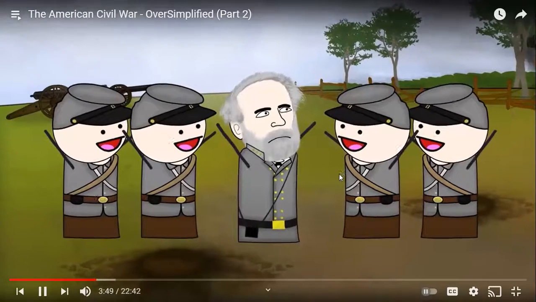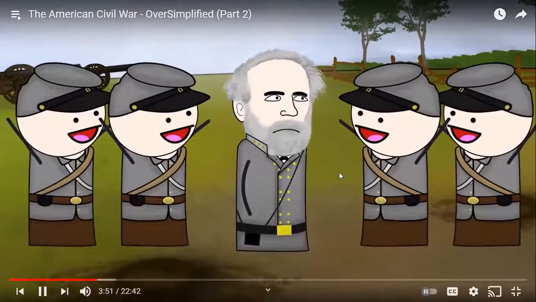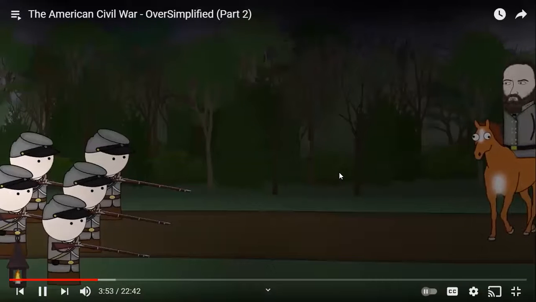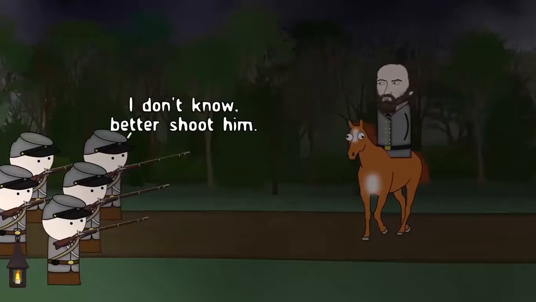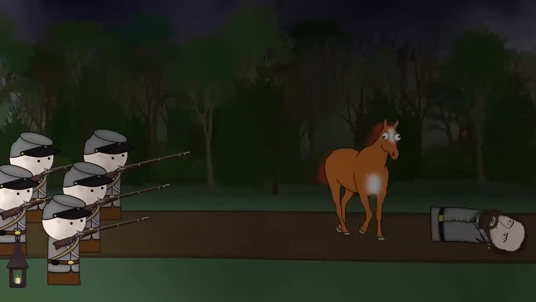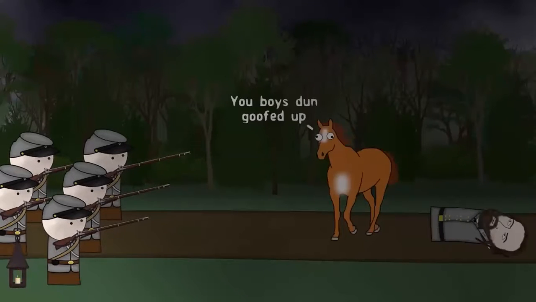Lee did suffer one significant loss during the battle, though. As his right-hand man, Stonewall Jackson, was riding back to the Confederate lines at night, the nervous Confederate troops, unable to recognize him, opened fire. You boys done goofed up.